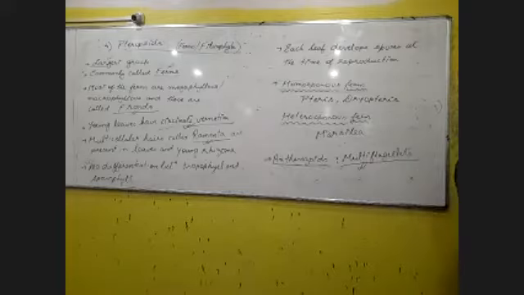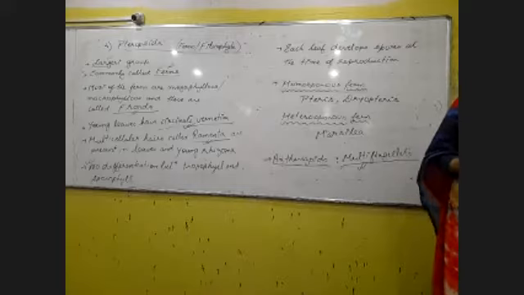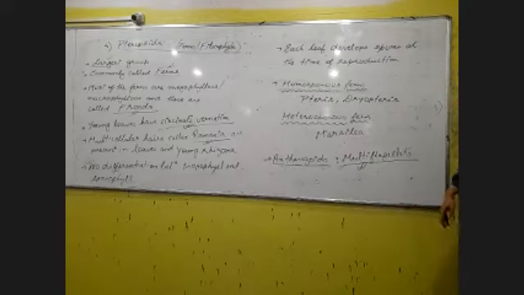In Selaginella, the enterozoid is biflagellate. Ferns have multiflagellate enterozoids. This is a likely question: which one is biflagellate, Selaginella or ferns? So these are the points of Pteropsida. Next are some common examples of ferns.